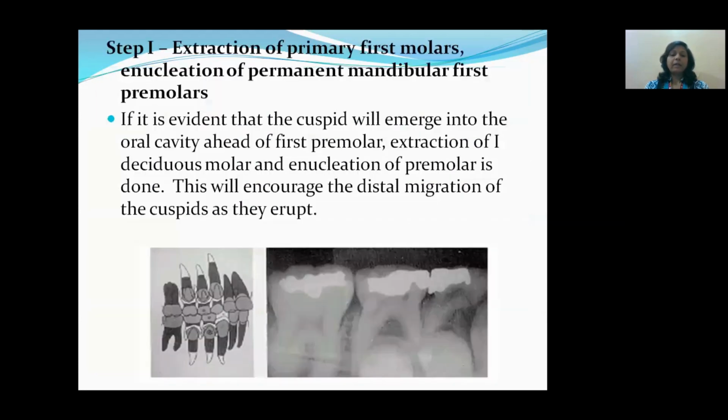Here in step 1, extraction of the primary first molar and enucleation of the permanent mandibular first premolar will be done when it is evident the cuspid will emerge into the oral cavity ahead of the first premolar. So extraction of the first deciduous molar and enucleation of the premolar is done. That will encourage the distal migration of cuspids as they erupt.